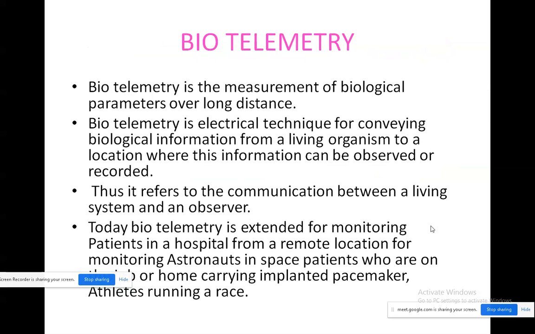The next topic is biotelemetry. You can measure the biological parameters over a long distance. The patient will be in one location, and the doctor who is going to provide the treatment will be in some other place. Both are in different places. So the doctor can do the monitoring work or treatment, or measure the biological parameters. Biological parameters are your ECG value, BP value, temperature, everything can be measured through the biotelemetry machine.